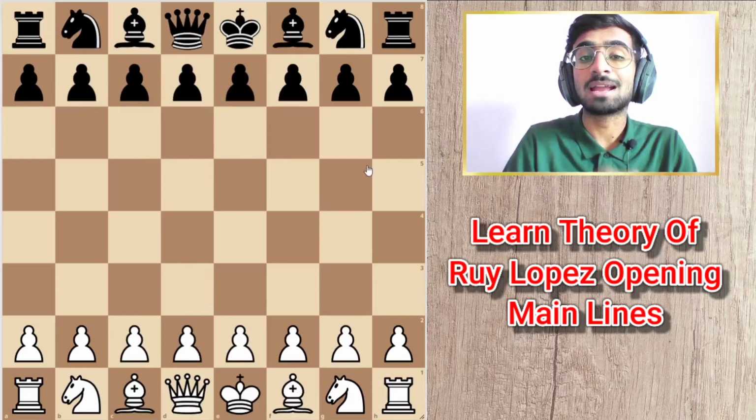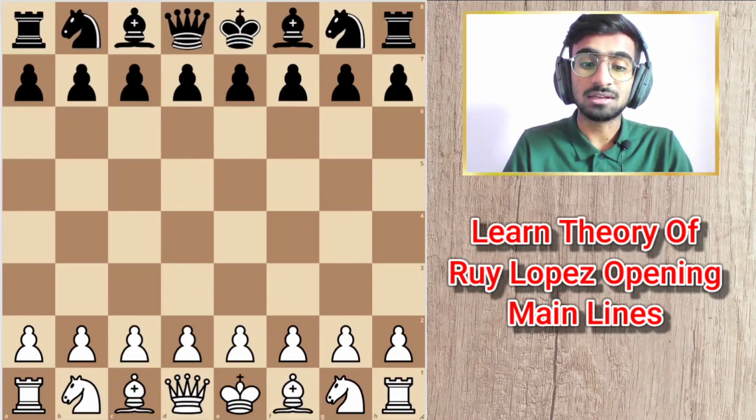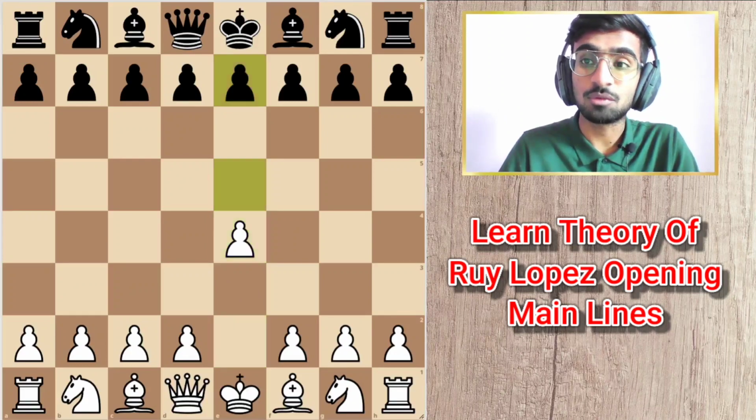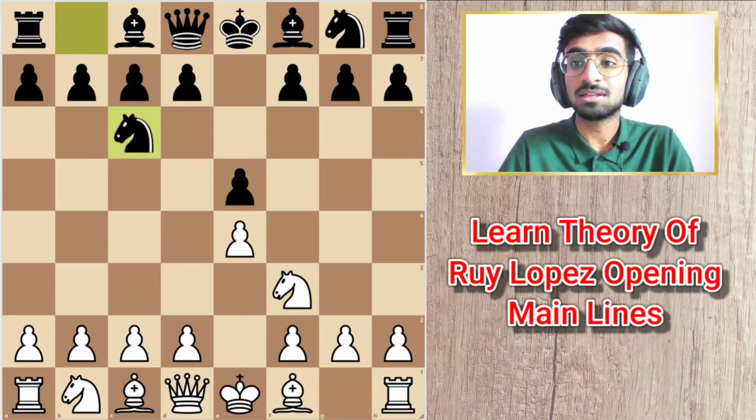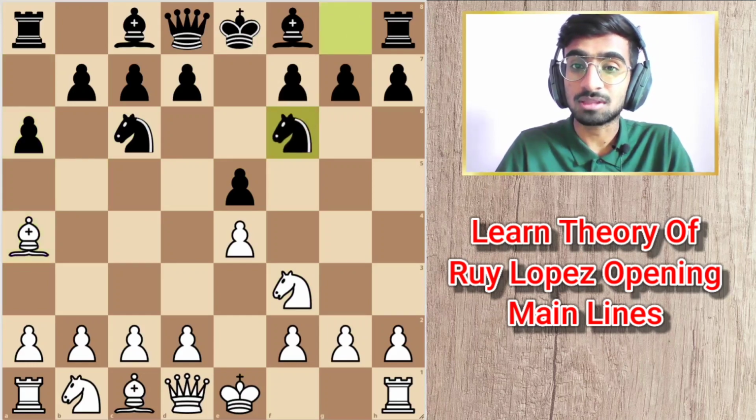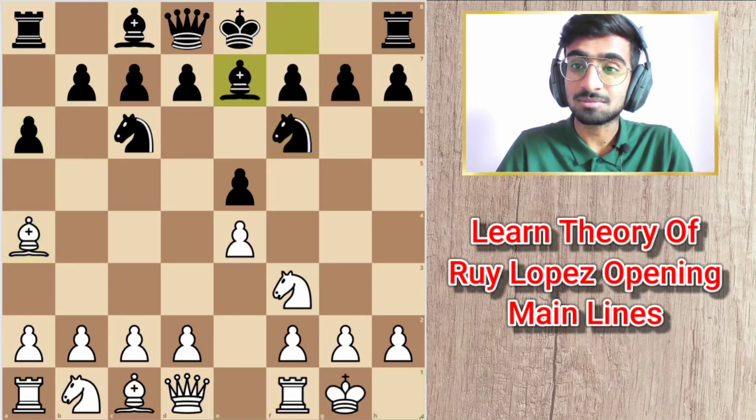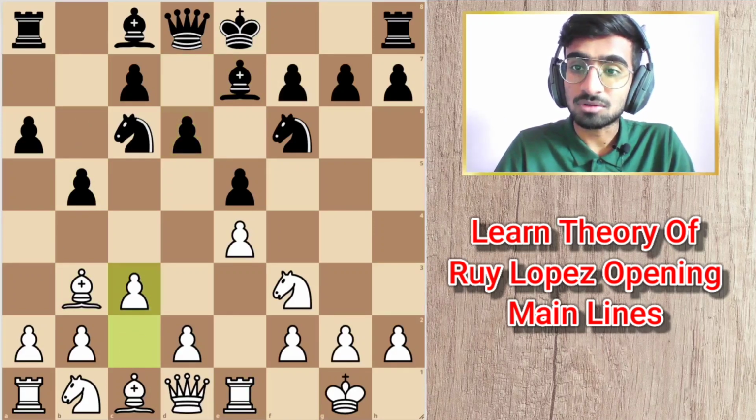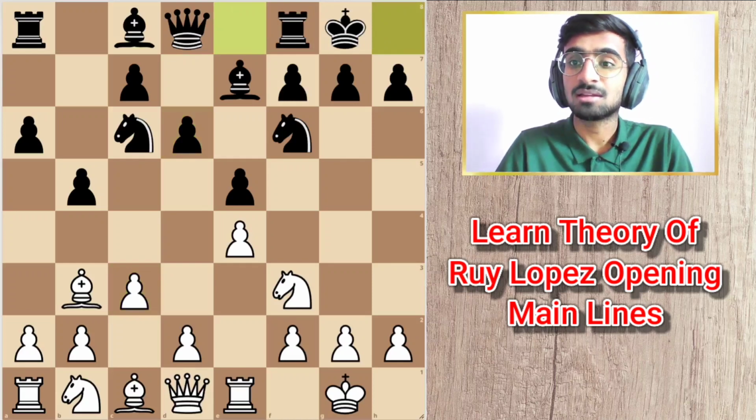Now let's go back and now let's look at the third variation. Third variation starts with pawn to e4, e5, knight f3, knight c6, bishop b5, pawn a6, bishop a4, knight f6, castles, bishop e7, rook e1, pawn b5, bishop to b3, pawn d6, pawn c3, castles by black, then h3.